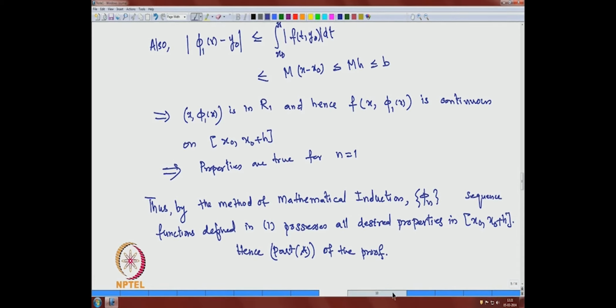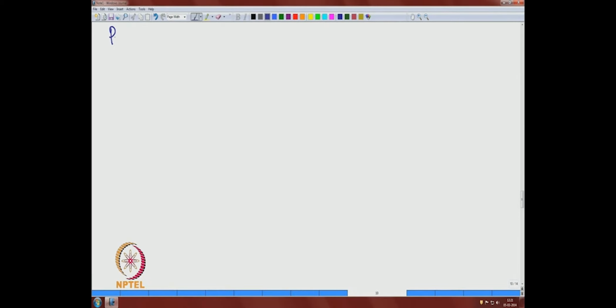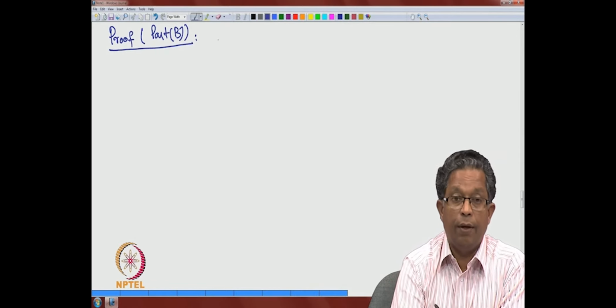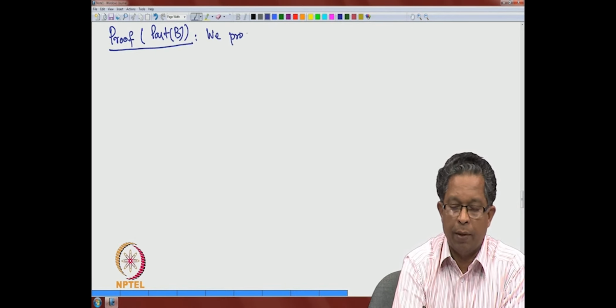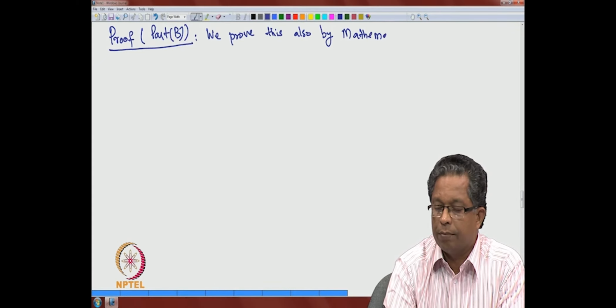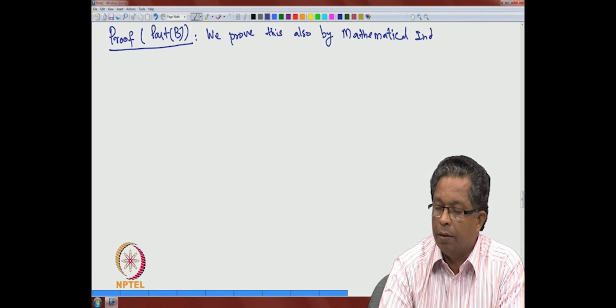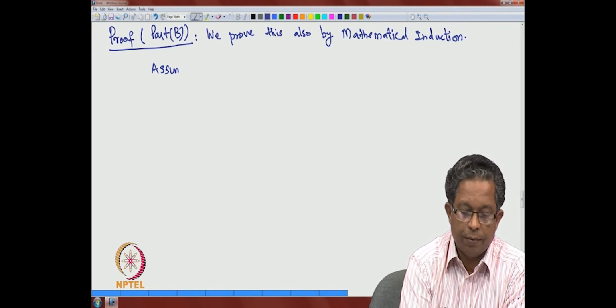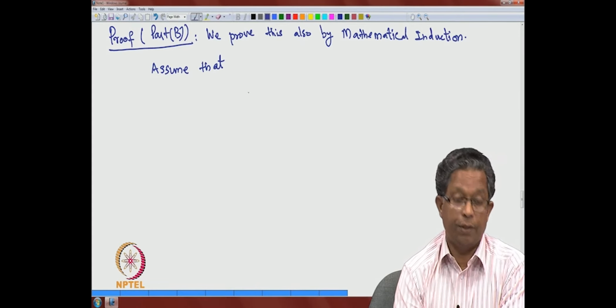Now, we look into part B, proof of part B. In part B, what we are looking for is an estimate for the Picard's iterants. We prove this also by mathematical induction. So assume that the estimate is true for n minus 1.